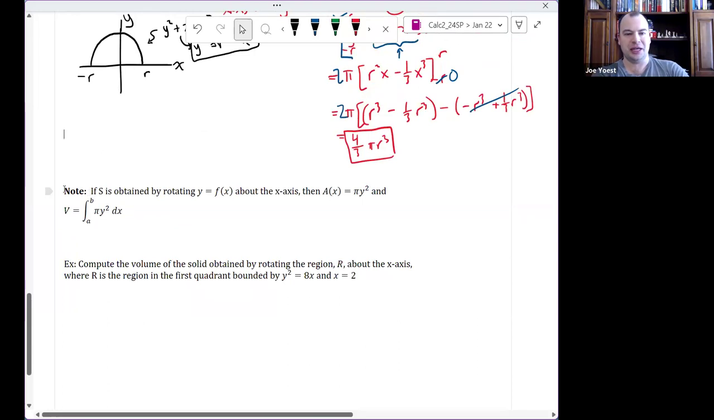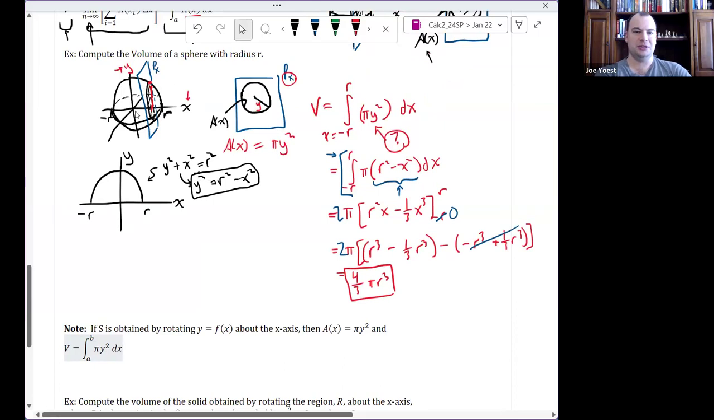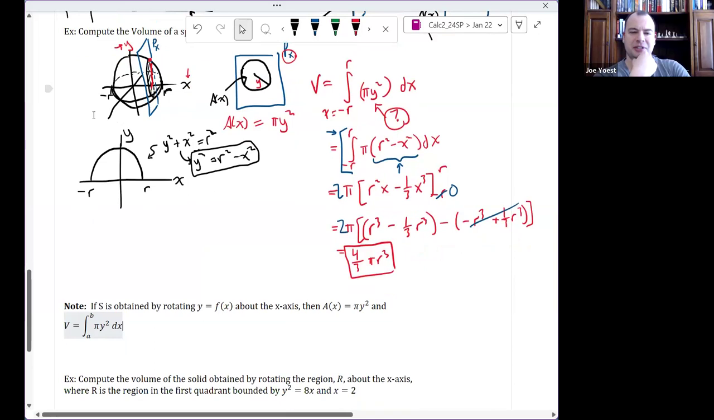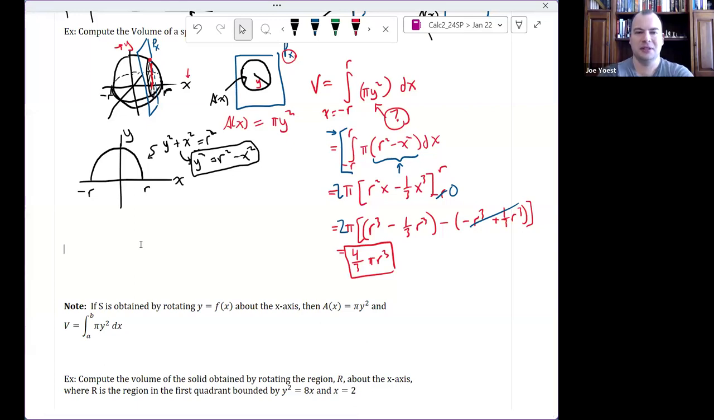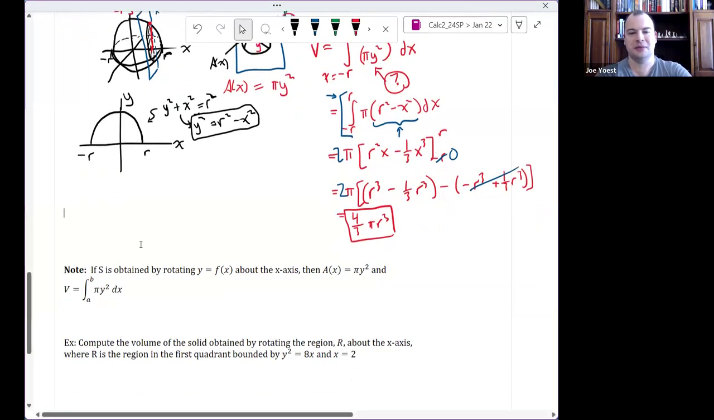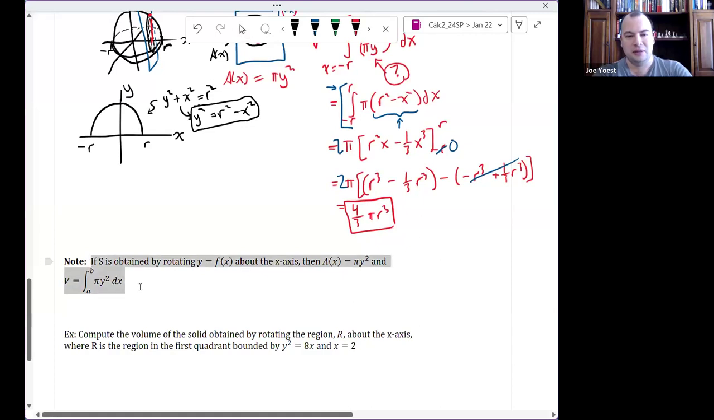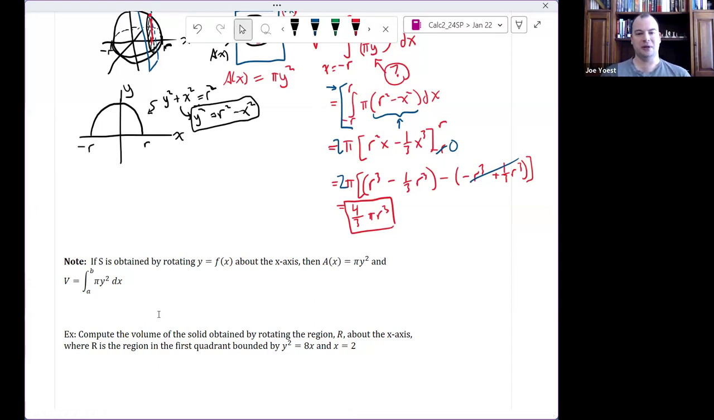Okay, so just a side note, we had a solid up here that was a sphere, and we just attacked it directly with the definition. But if we have a solid that's not as easy to work with as a geometric object, we might want to try to recognize that solid as being constructed by rotating a function y equals f of x about the x-axis.